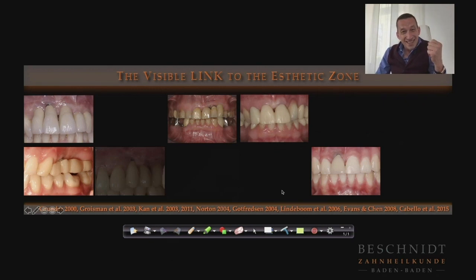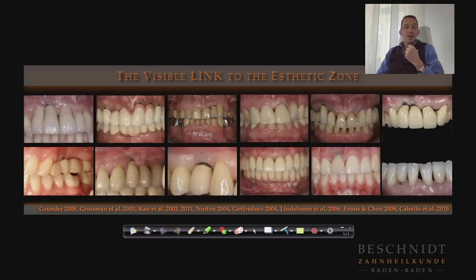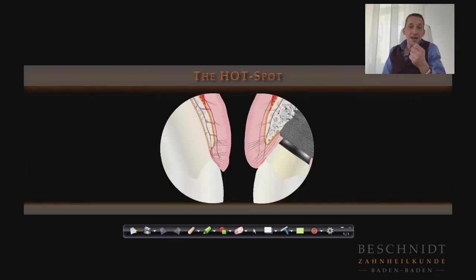The visible link to the aesthetic zone is the soft tissue. And as you see on these pictures, you might easily detect where the implant is, because you sometimes see a long tooth, sometimes pink porcelain, sometimes an abutment. The visible link to the aesthetic zone means you should not see where the implant is. The hotspot we should discuss is the hotspot between bone and soft tissue margin. And there is a difference between the tooth and the implant. I'd like to discuss this hotspot with you in the next 60 minutes.